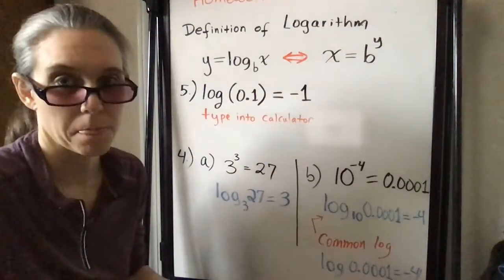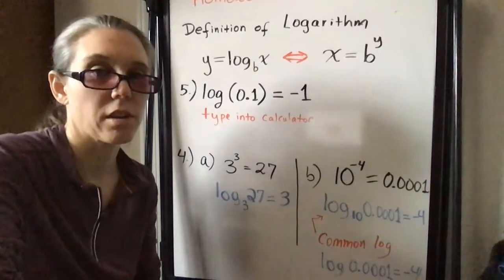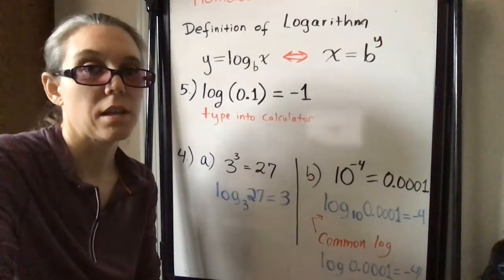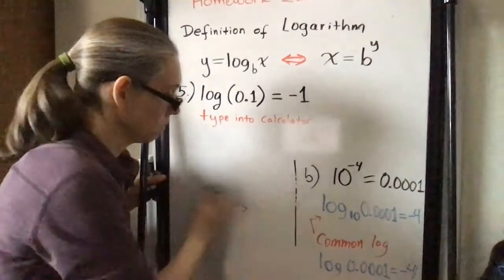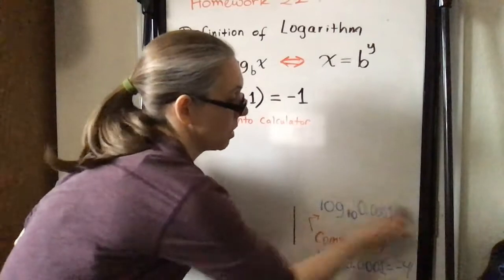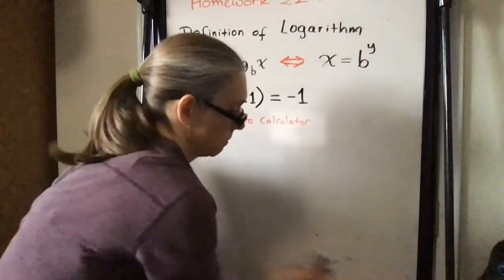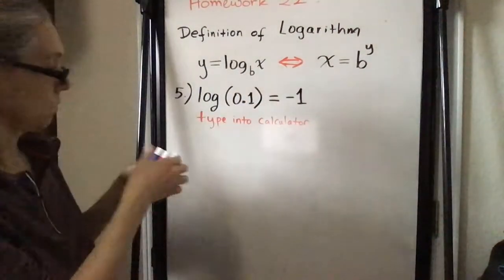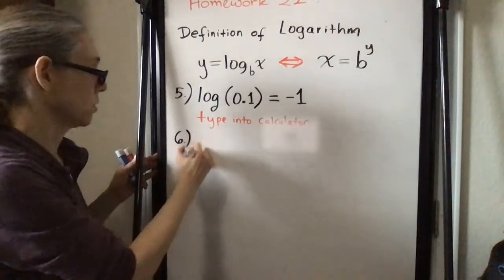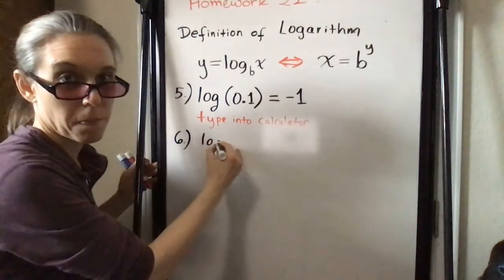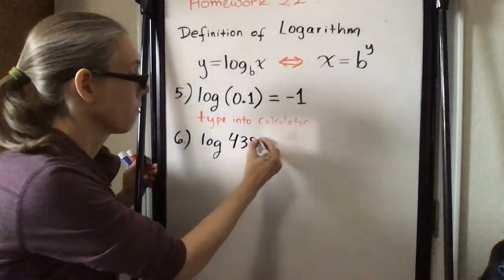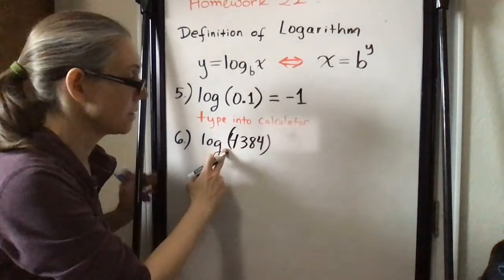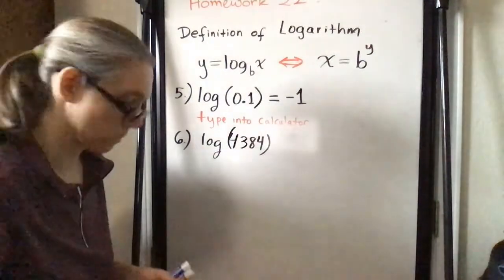Ta-da! Like that. Okay, so you could just use a calculator for number 5. Number 6 is also a calculator question. Here we have the common log again. So here we have log 4384. Again, the base is 10.